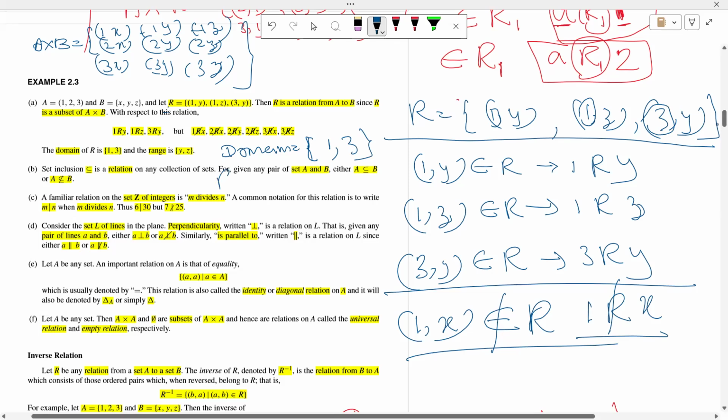Similarly, if I ask you the range, what is the range? It is the second element of each ordered pair. So y is one element of the range, z is another, and another y is coming, but we can't write duplicate values. So y comma z is the range of this relation, right?